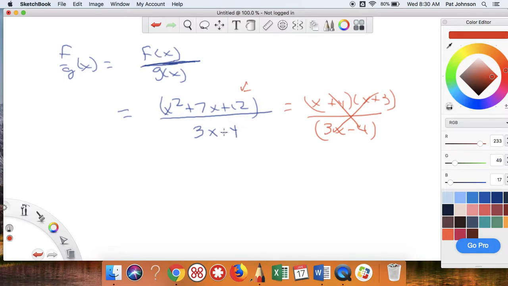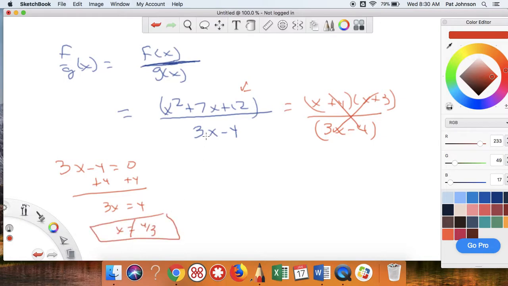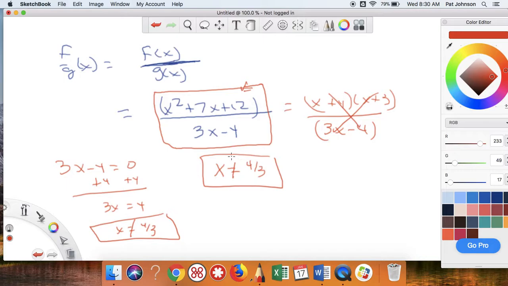However, I have a variable in my denominator, so I have to take 3x minus 4 and set it equal to 0. At what value of x will the denominator equal 0? So I set it equal to 0, and I just use algebra. Okay, so when x is equal to 4/3, I'm going to get 0 in the denominator, which makes this function undefined. So the quotient of these two functions, this is the answer, and you must include the restriction x cannot equal 4/3. That's the restriction on the domain.